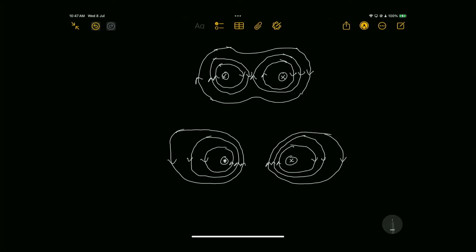Now we could also use the right hand grip rule to determine the direction that current flows in a solenoid. So if we have a solenoid and we place our fingers in the direction that current flows in the coils of the solenoid, our thumb points in the direction of the magnetic field that goes through the solenoid, right? So we could use that as well.